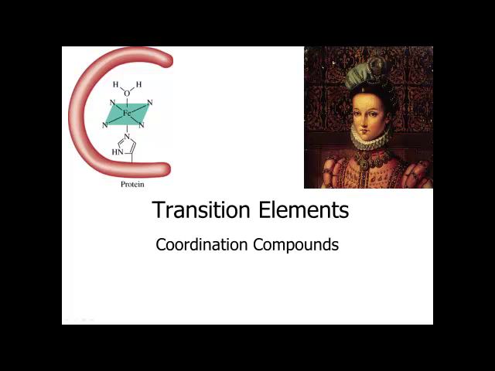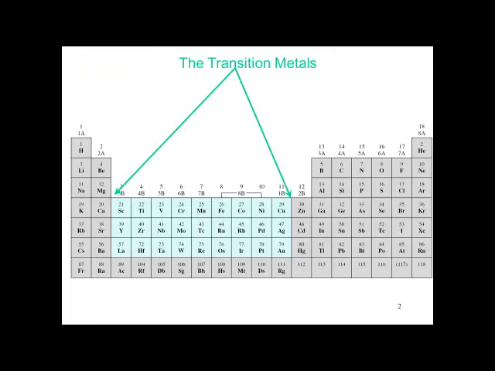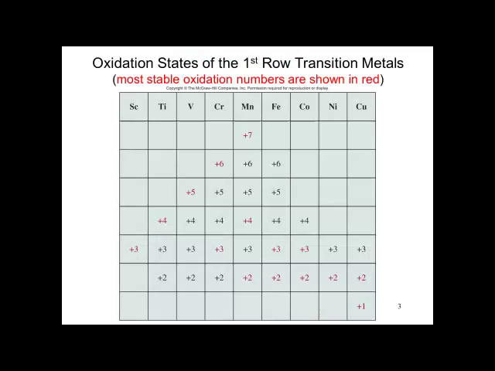Transition elements and coordination compounds. Remember that the transition metals are the atoms in the B groups. They are in the center of the periodic table shown here. They also have multiple oxidation states. The most stable oxidation numbers are shown in red.